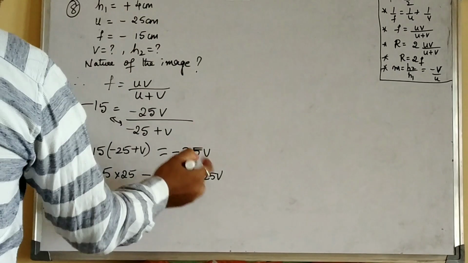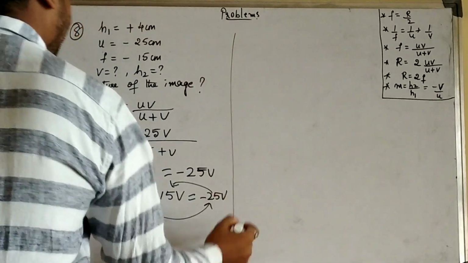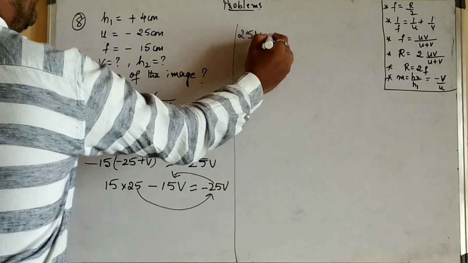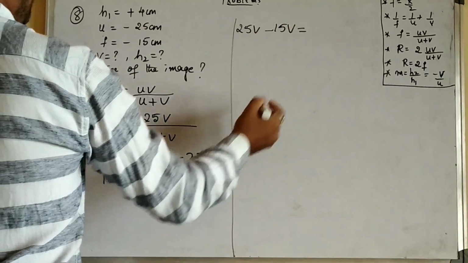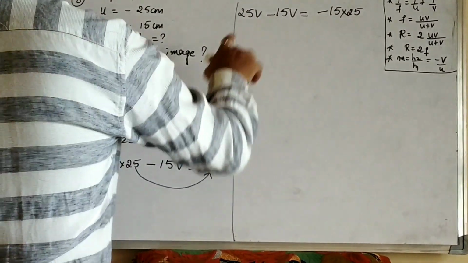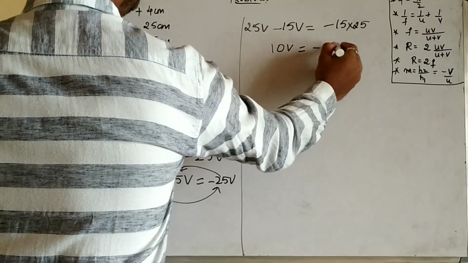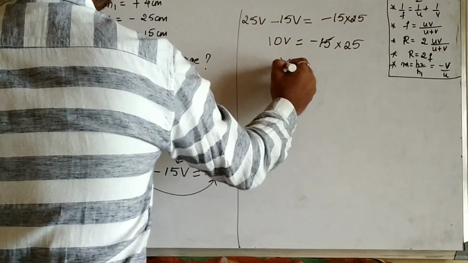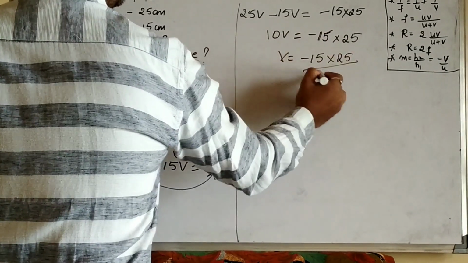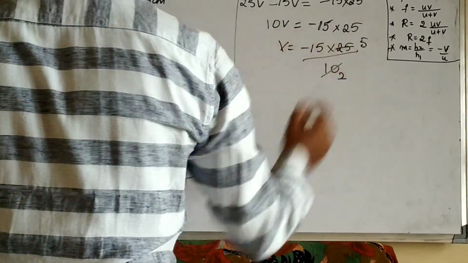Now what you have to do? Bring this minus 25v to the left side and shift that to the right side. So what you will get? 25v, this becomes plus, minus 15v is equal to minus 15 into 25. I have not multiplied, we shall simplify later. Now 25 minus 15 is what? 10v. So 10v is equal to minus 15 into 25, or v is equal to minus 15 into 25 divided by 10.